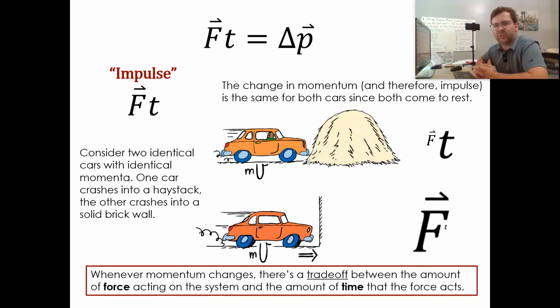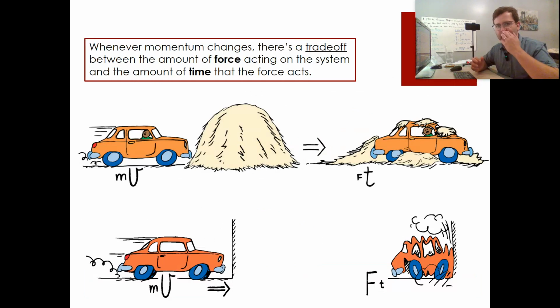Whenever a momentum changes, there's always a trade-off between the amount of force acting on the system and the amount of time that the force acts for. And so this is a pretty big principle in the idea of momentum and impulse. Whenever you're trying to slow yourself down or change your momentum in any way, if you can find a way to extend the amount of time that you're slowing down for, that minimizes the amount of force that you experience. On the other hand, if you have a really short amount of time to stop or change, then you must have a really big amount of force acting on you.